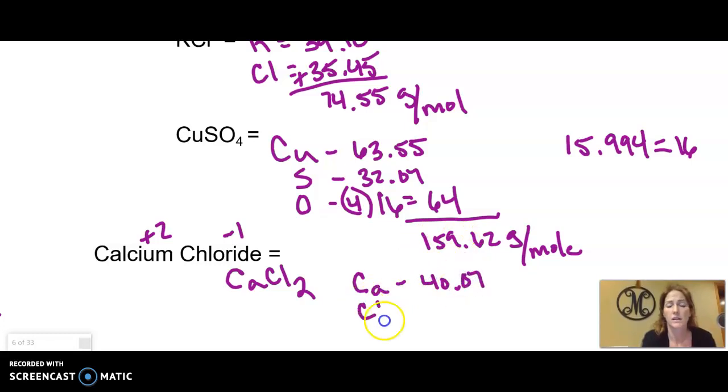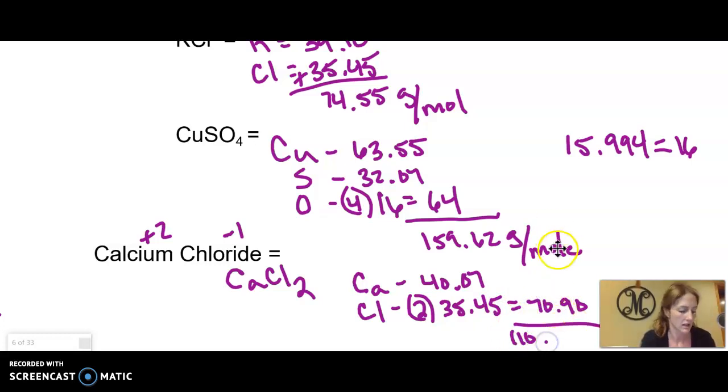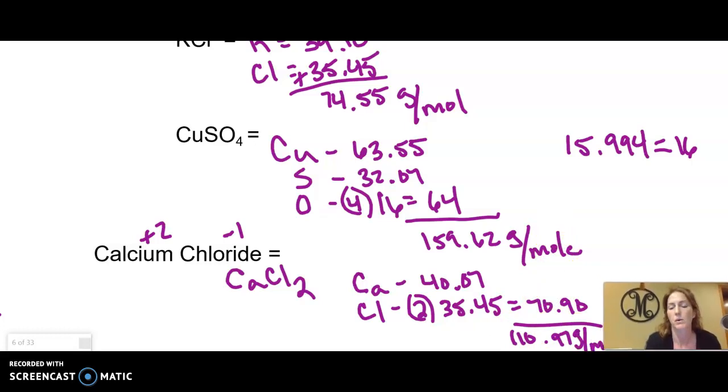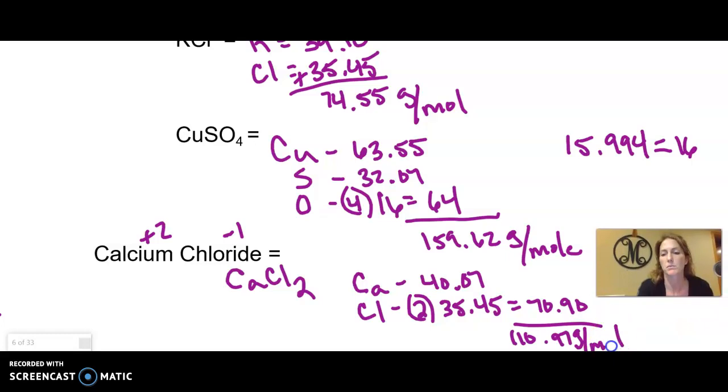For chlorine, now I have 2 chlorines, so it's going to be 2 times 35.45. And I need to go ahead and work that out. That's 70.90. So the 2 numbers that I'm going to add together are 40.07 plus 70.90. That's going to add up to 110.97 grams per mole. I'll move my little face over here. Grams per mole. So there you have it.